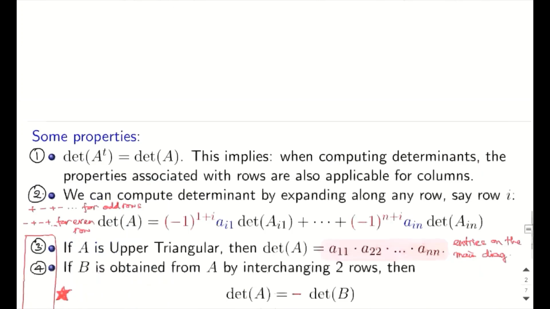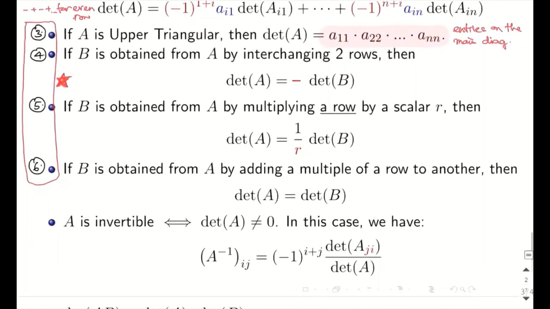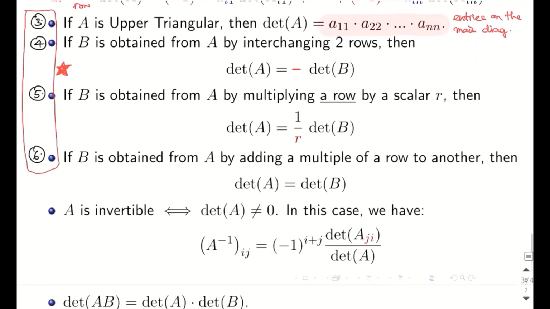And that's what the third property says. If a matrix is upper triangular, then just multiply the entries on the main diagonal. You're going to get the result. That's in fact just utilizing property number 2 above, right?